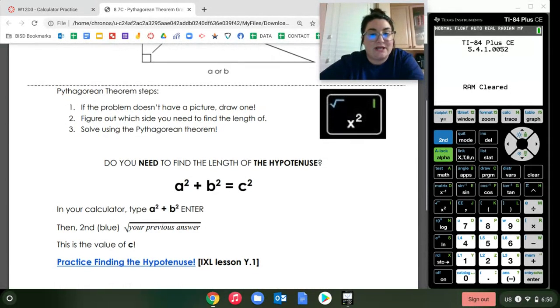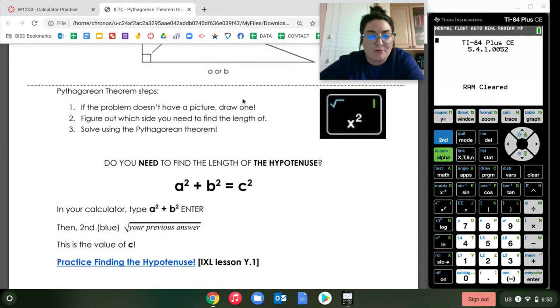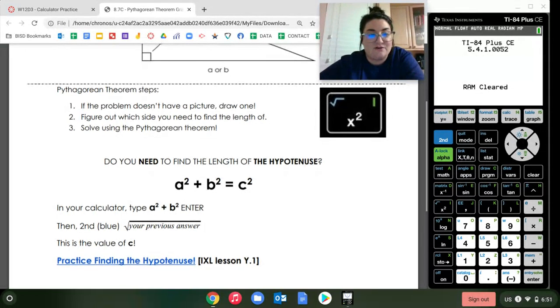So what we're doing today, we're going to practice in our calculator using this one button how to solve these problems. If the problem doesn't have a picture, you're going to draw one. Sometimes you're going to get a word problem where they talk about what they're doing, like walking home or walking to the store. You want to draw a picture so that you really know what you're solving for. Figure out which side you need to find the length of, and then we're going to solve using that Pythagorean theorem.